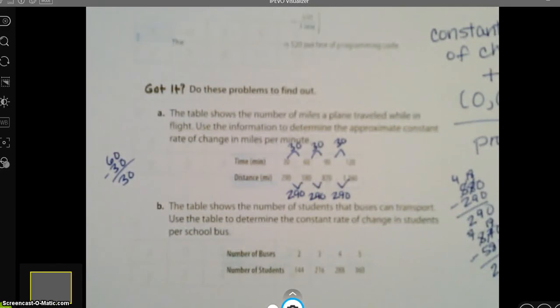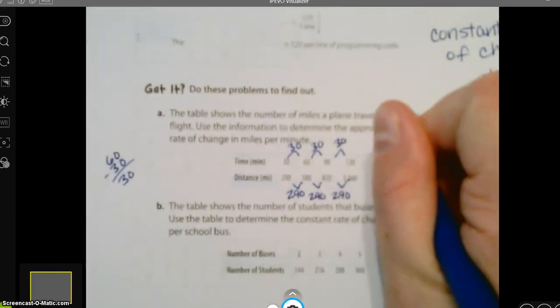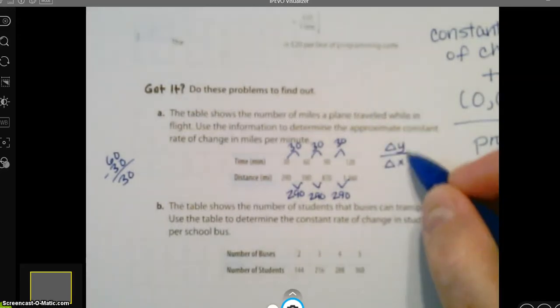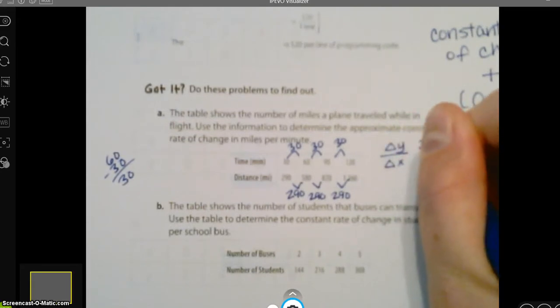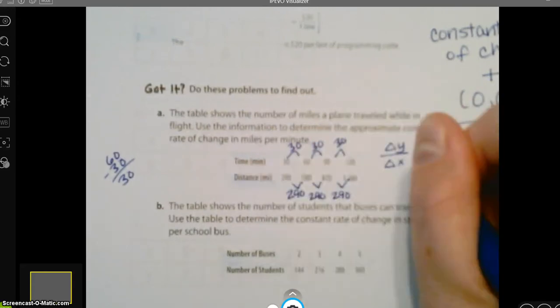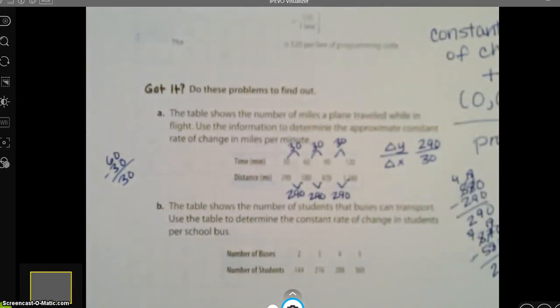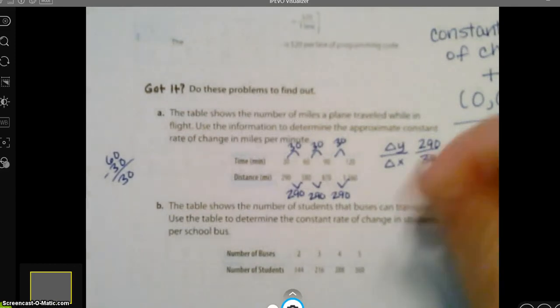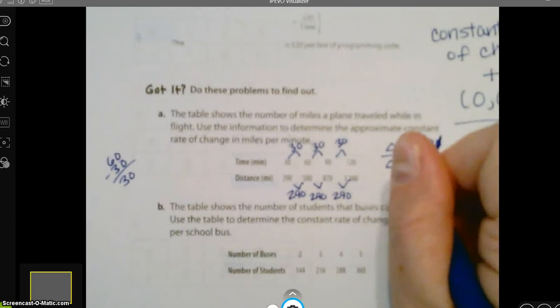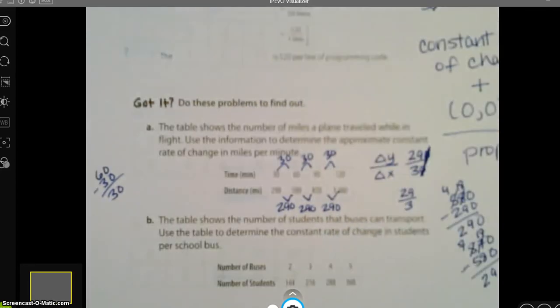so just so you know, our constant rate of change, delta y over delta x, change in y over change in x. Change in y is 290. That's down here. Remember, it's flip-flopped. And over here, it's 30. Okay? And I can simplify that, right? So my constant rate of change is 29 over 3. 29 miles per every 3 minutes, okay?